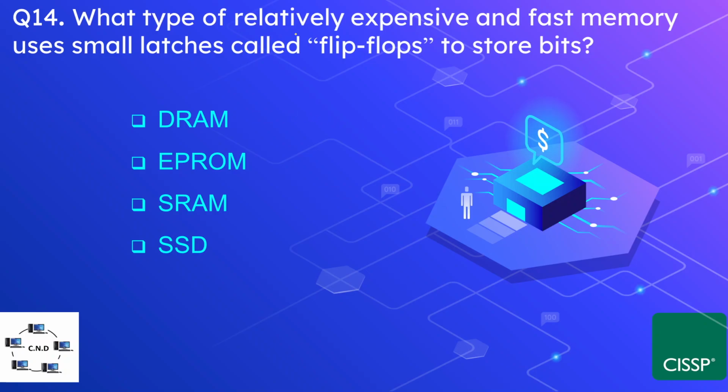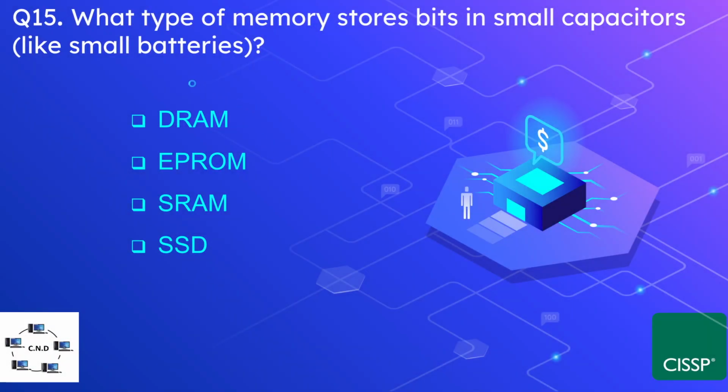Question number 14 is: what type of relatively expensive, fast memory uses small latches called flip-flops to store bits? The options are DRAM, EEPROM, SRAM, and SSD. And the correct option is SRAM, or static RAM. Question number 15 is: what type of memory stores bits in small capacitors like small batteries? The options are DRAM, EEPROM, SRAM, and SSD. And the correct option is DRAM, or dynamic RAM.